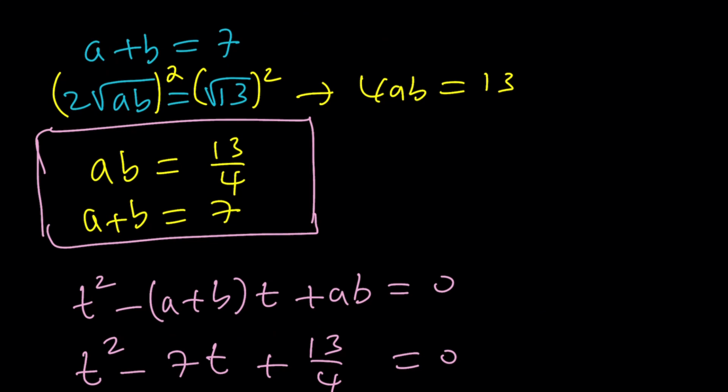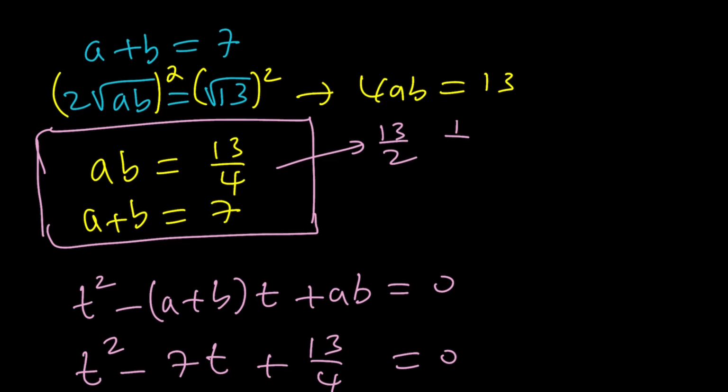Think about it this way. A and b are both rational numbers, and their product is something over 4. So I'm guessing they're going to be something over 2 and something else over 2. So it would make sense to try something like, and since 13 is prime, that kind of makes it a little easier. How about going with 13 over 2 and 1 over 2?